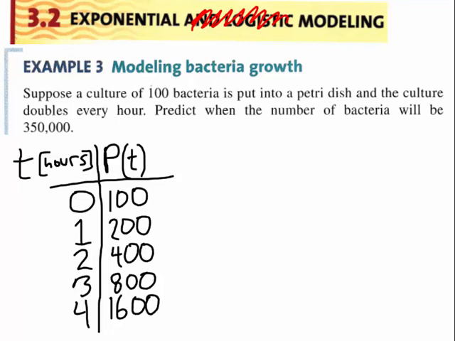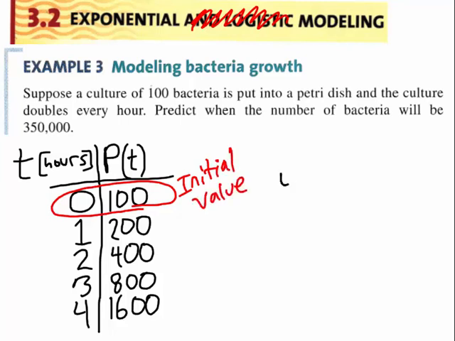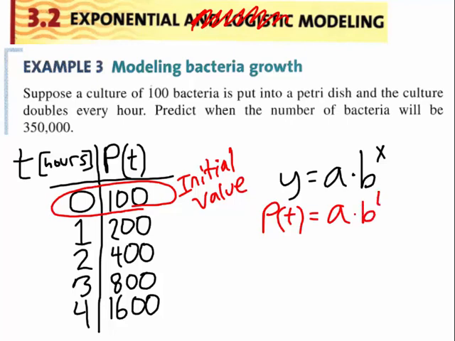So if you watched all the previous videos, or if we've gone over this live in class, you'll recall that the output value corresponding to an input of 0, that's our initial value, was the vocabulary word we used. And when you're writing y equals a times b to the x, a was the initial value. In this case, I want to use the notation P of t equals a times b to the t power. And again, the a we now have is 100.